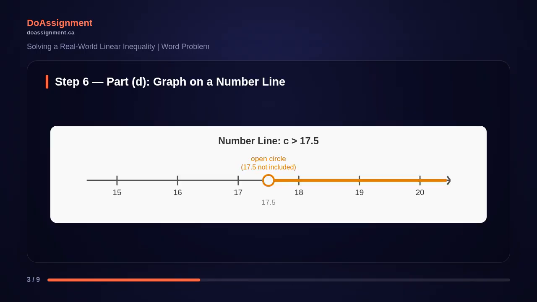Here's the number line graph. The open circle at 17.5 shows that 17.5 itself is not included because the inequality is strictly greater than. The orange ray extends to the right, showing all values greater than 17.5. Remember, for whole candles, the answer starts at 18.